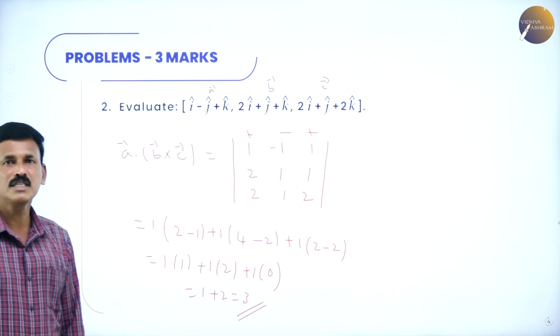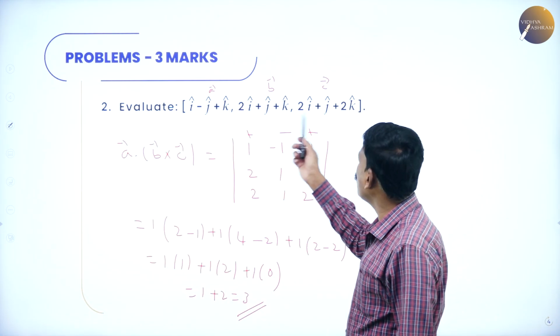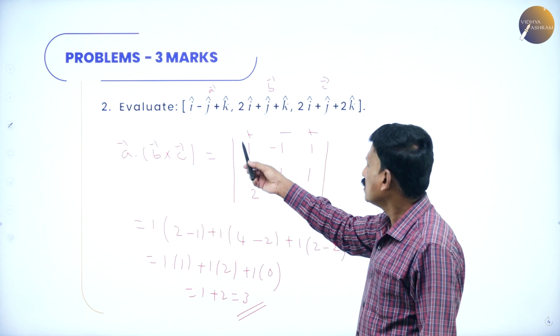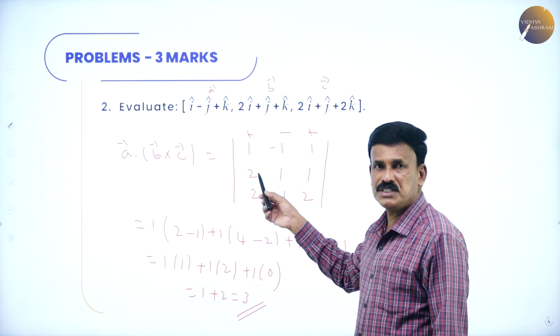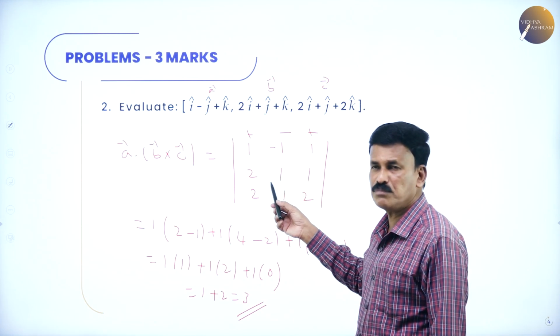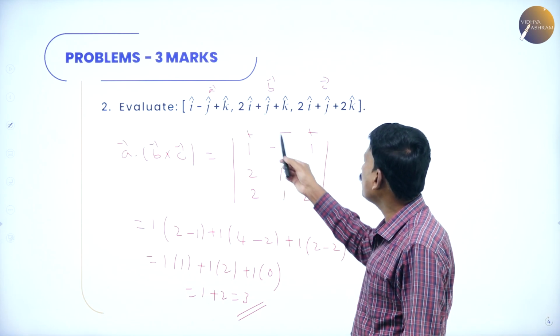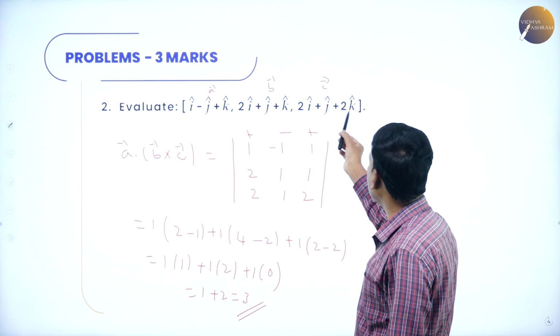That's it. Okay. See, I'll explain once again. This is nothing but the box product of ABC. The box product of vectors A, B, C is A dot B cross C, which is equal to the determinant of the coefficients of i, j, k in vectors A, B, C. So the coefficients of i, j, k are 1, minus 1 and 1. For the second vector B it is 2, 1 and 1. For the third vector it is 2, 1 and 2.